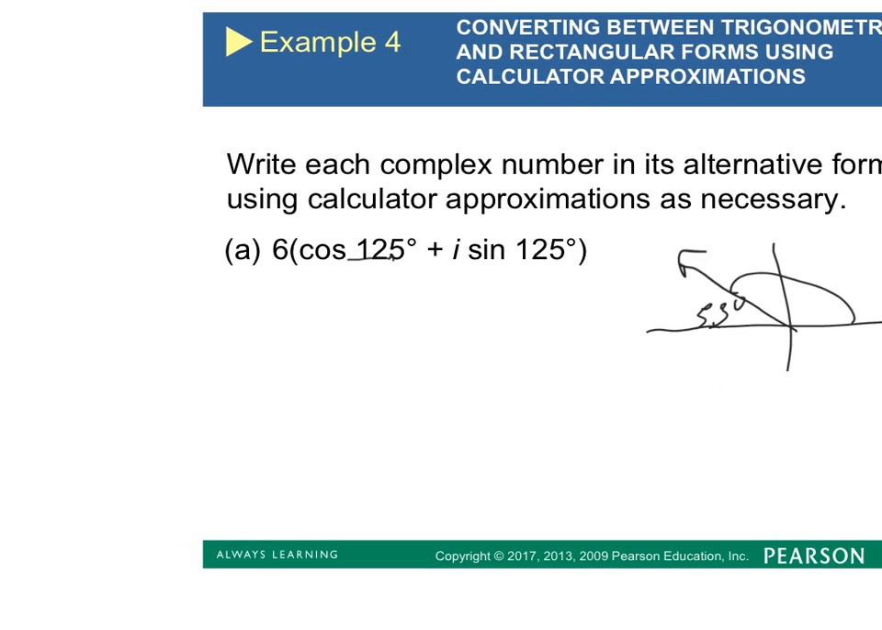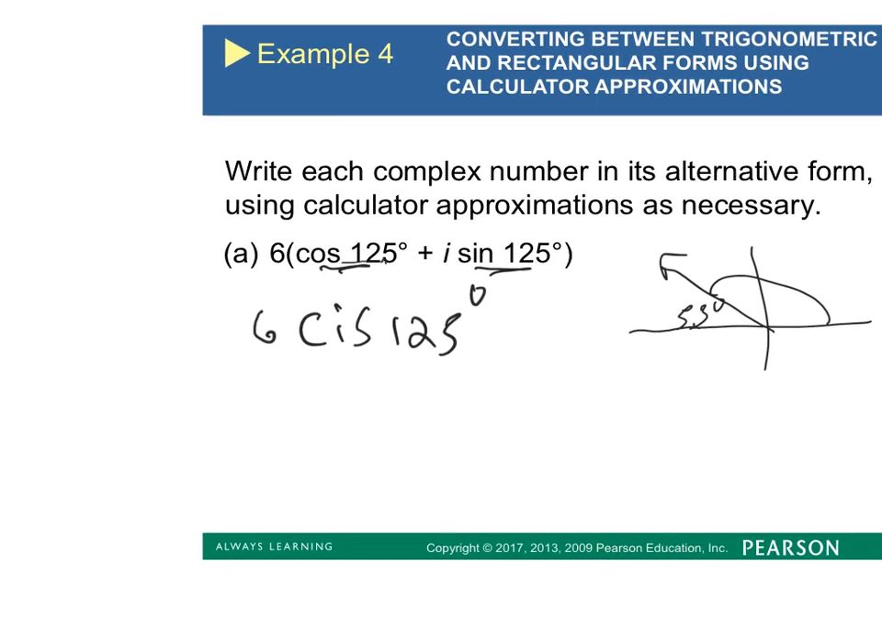And cosine will be negative and sine will be positive. So alternative form means this: 6 cis of 125 degrees. Okay, pause it. Go to your calculator. Well, I don't know if he wants us to do any more. He wants a calculator approximation, so let's go ahead and do it.